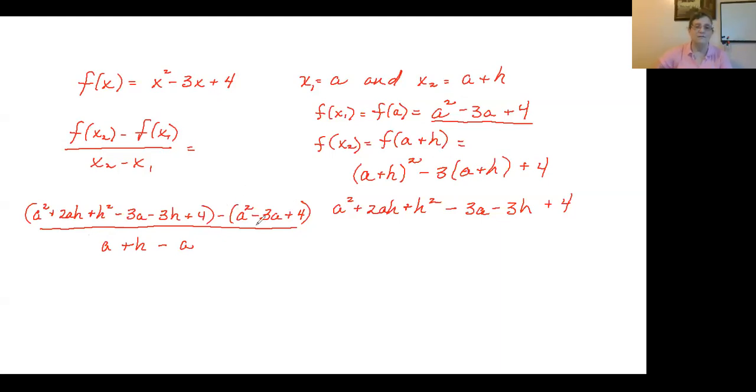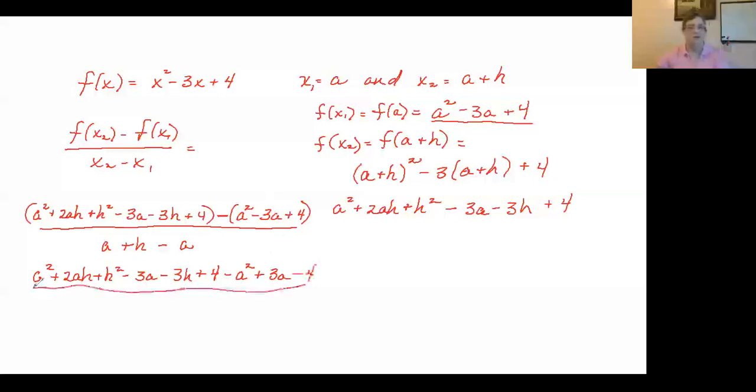Now, when I carry this negative through, I get a squared plus 2ah plus h squared minus 3a minus 3h plus 4. Carrying the negative through is going to give me a minus a squared, a plus 3a, and a minus 4. Make sure I change that. This was positive, negative, positive. Now it's negative, positive, negative. Okay, good to go. With the whole thing, these are going to cancel. So this is now just over h.